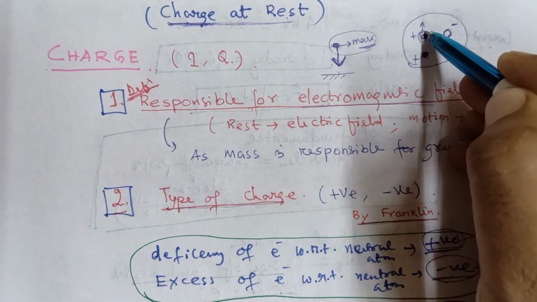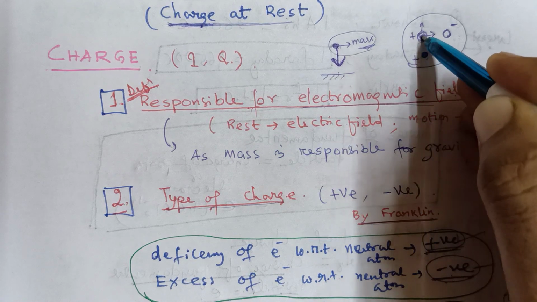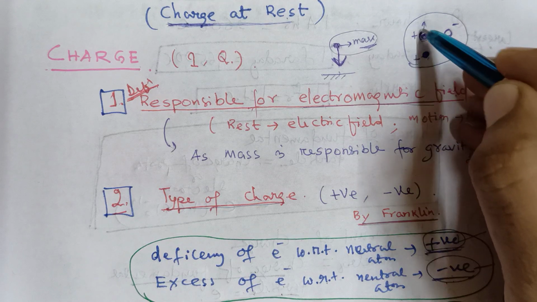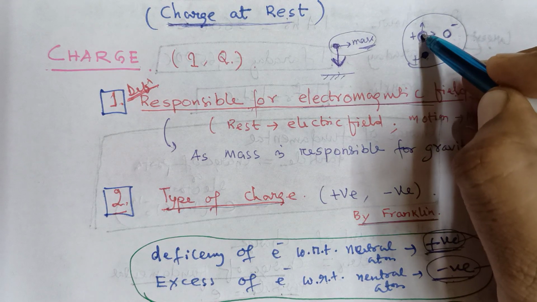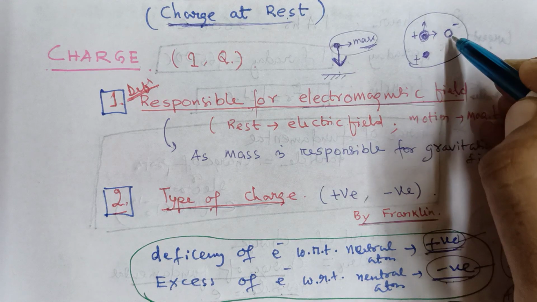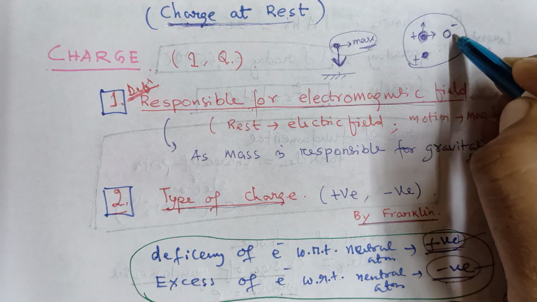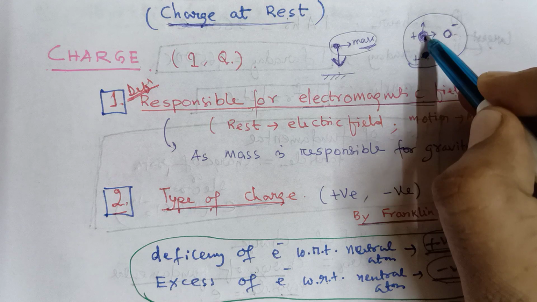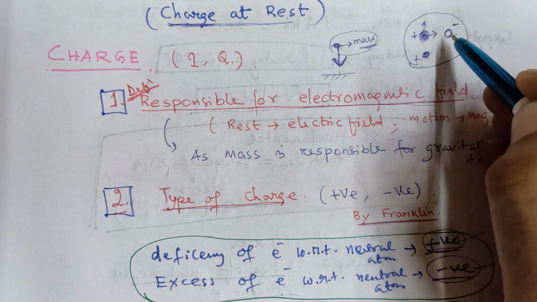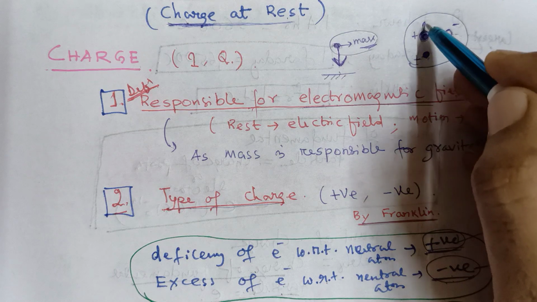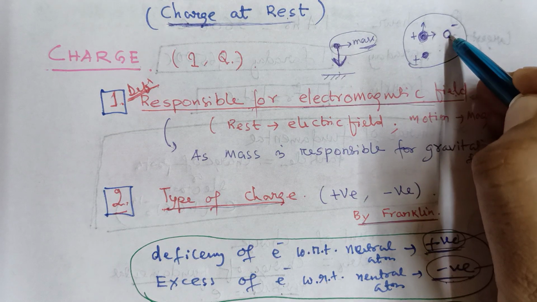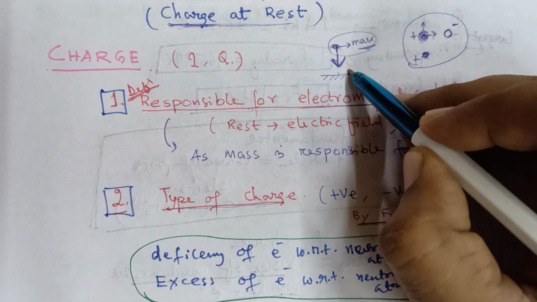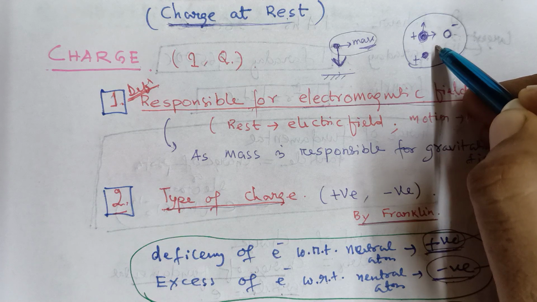Similarly, if a charged body is here, a positive charge at rest here, and another positive charge is also at rest here, then you will see this positive charge will repel your positive charge. Similarly, if you keep a negative charge here, then this negative charge will attract your positive charge. That means when a positive charge is kept near a positive charge or near a negative charge, it may be repelled or it may be attracted. This is a new type of force called electrostatic force, just like the gravitational force.